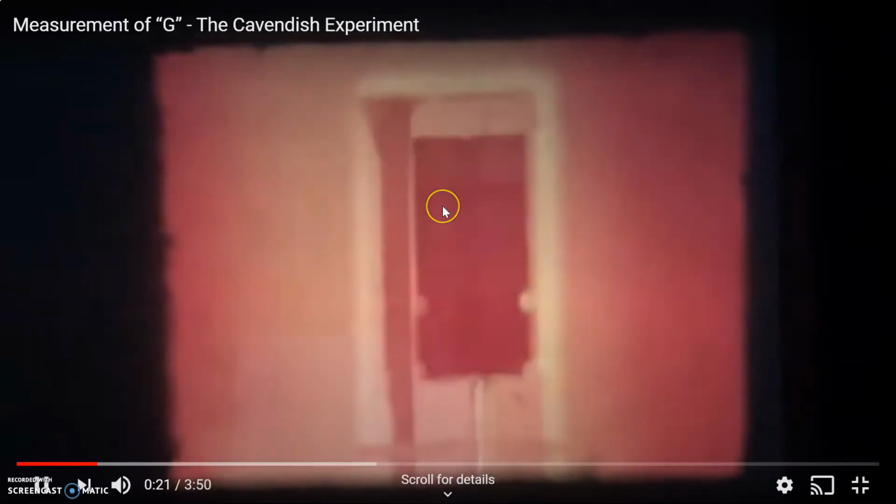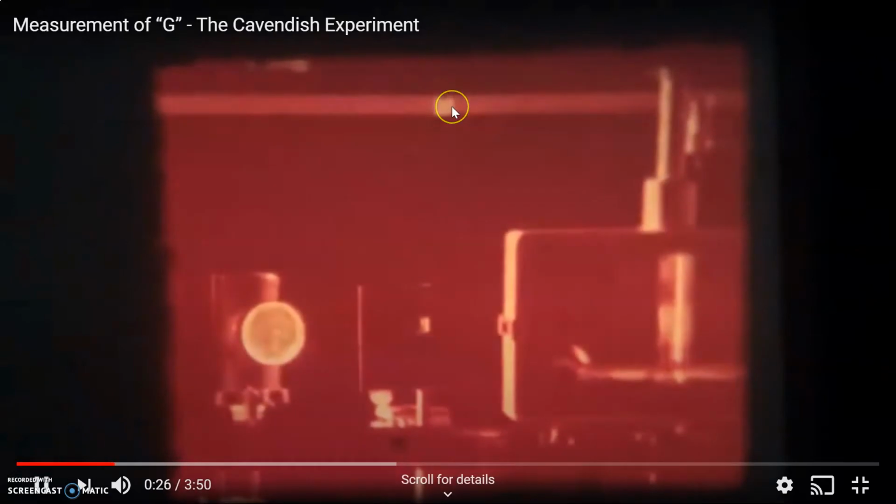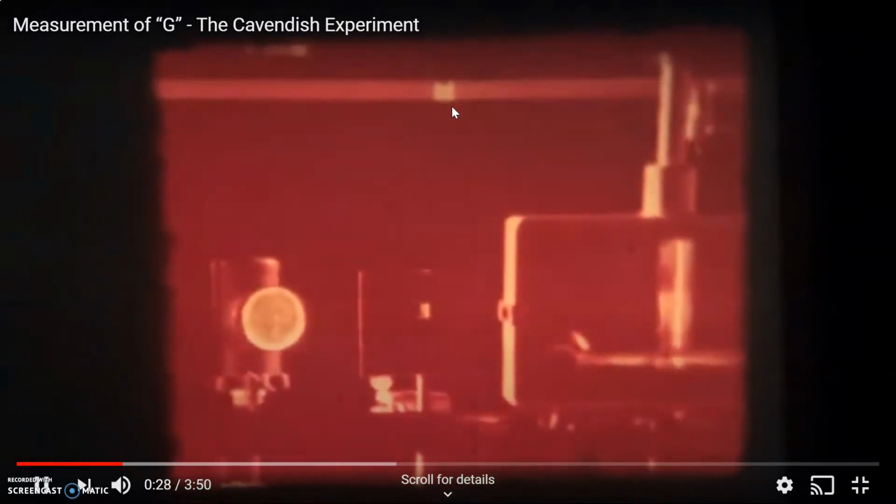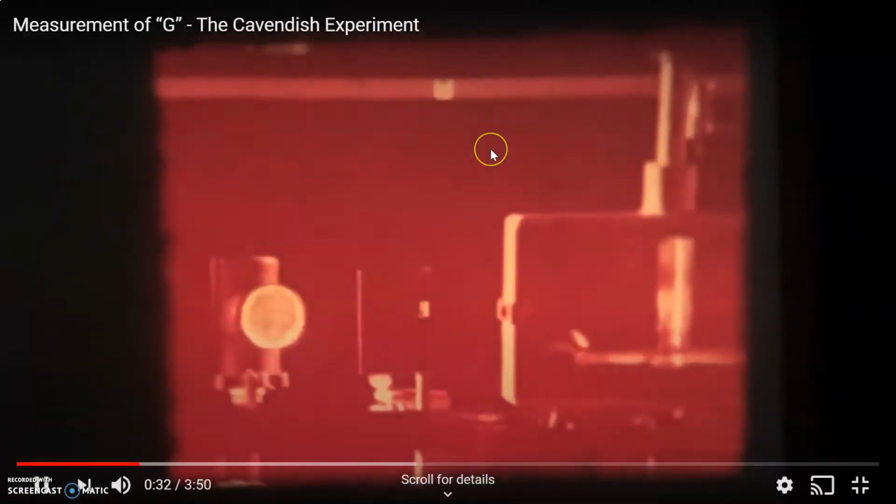Okay, now what they're doing is they're shining a light here onto a mirror that's right here like so. The mirror then reflects the light to this meter stick that is here in the distance. This then shows us the positioning of the pendulum at any moment in time.